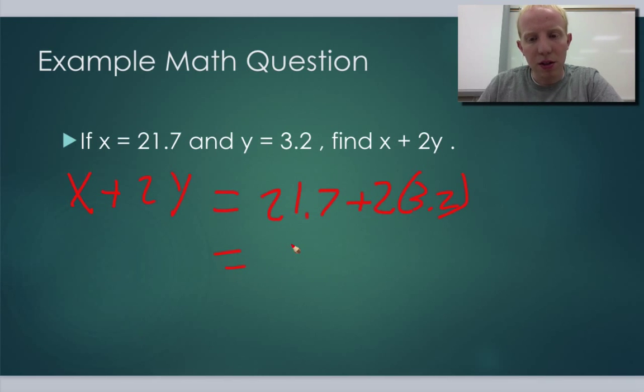And then you would get your calculator out. You'd type it in, 21.7 plus 2 times 3.2. And you get that the answer is 28.1. Okay, boom, you're done. That's all you need to do for a math problem.